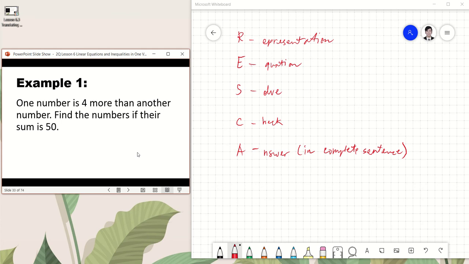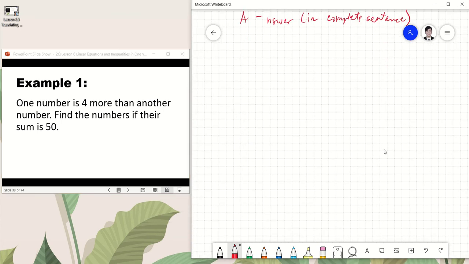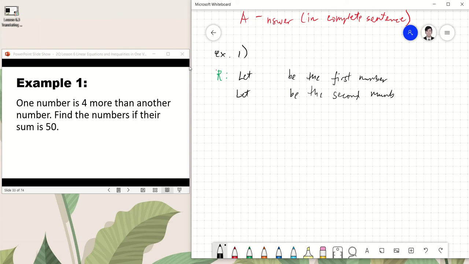So now, with this RESCA, let's try to follow the same pattern for example 1. So we'll start with representation. So we'll just use R. So there are two numbers missing here. So we say, let blank be the first number and here comes the second number which is unknown as well.